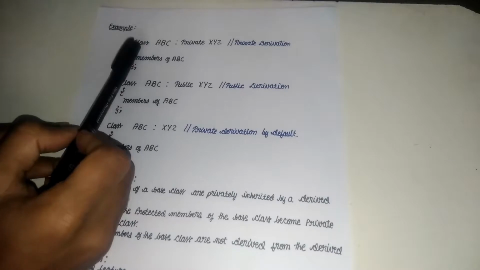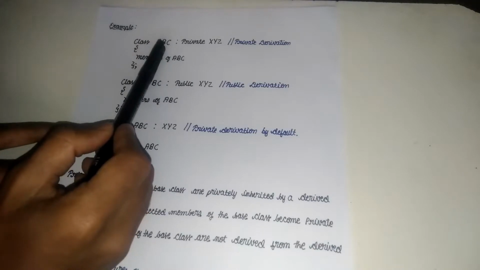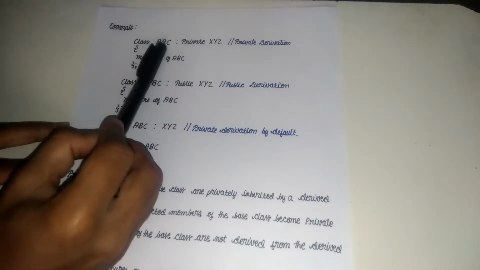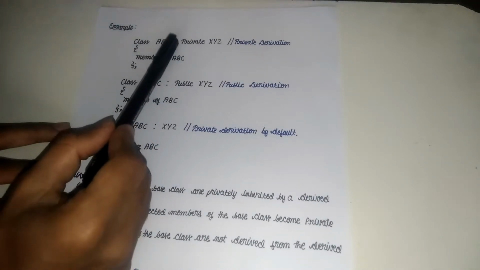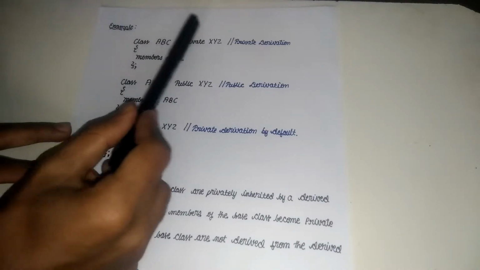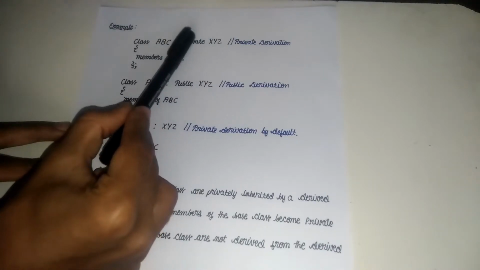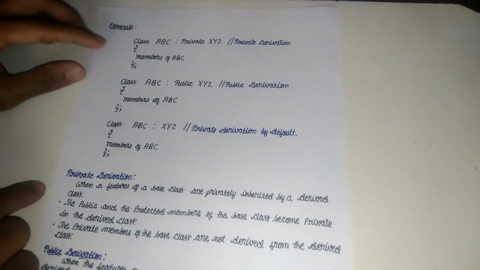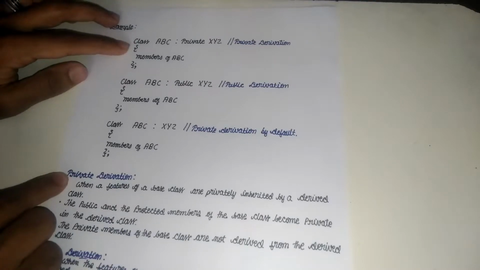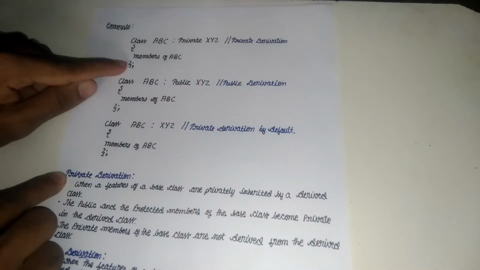Here, class is the common word which is used for defining the derived class, and it is followed by a derived class name. Here, the derived class name is ABC, which is followed by colon. This colon represents that the derived class is derived from the base class XYZ, and here the visibility mode is private and the base class name is XYZ. Okay, and then it is followed by an open curly brace, and here we will write the members of the derived class, that is ABC, and close the bracket with semicolon.